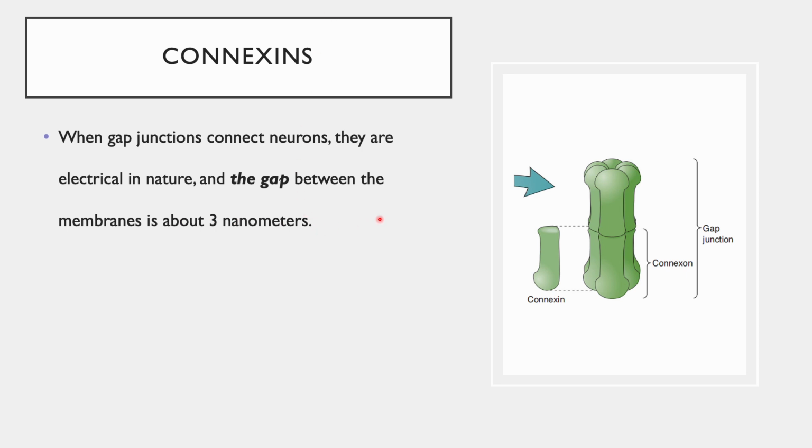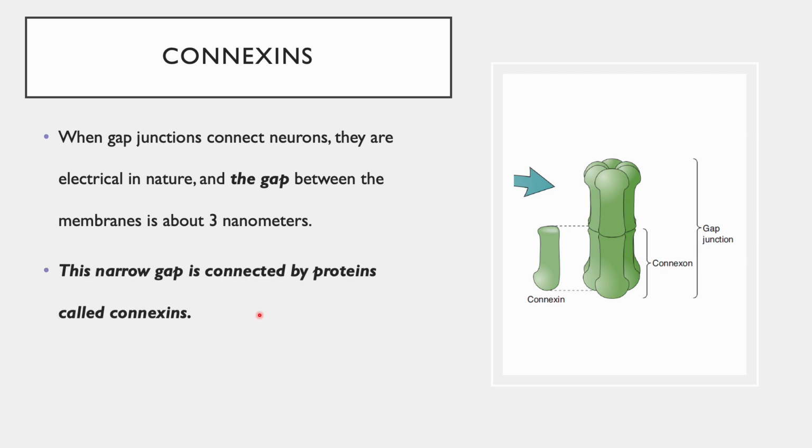Gap junctions between neurons are electrical in nature, and they are about 3 nanometers apart. This gap is extremely small, and remember, at a chemical synapse, that gap is about 20 nanometers. So both the chemical and electrical synapses can't actually be seen without the use of the electron microscope. If you remember from previous lectures, we've talked about how a light microscope or a compound microscope can't be used to look at these gaps. An electron microscope is required.